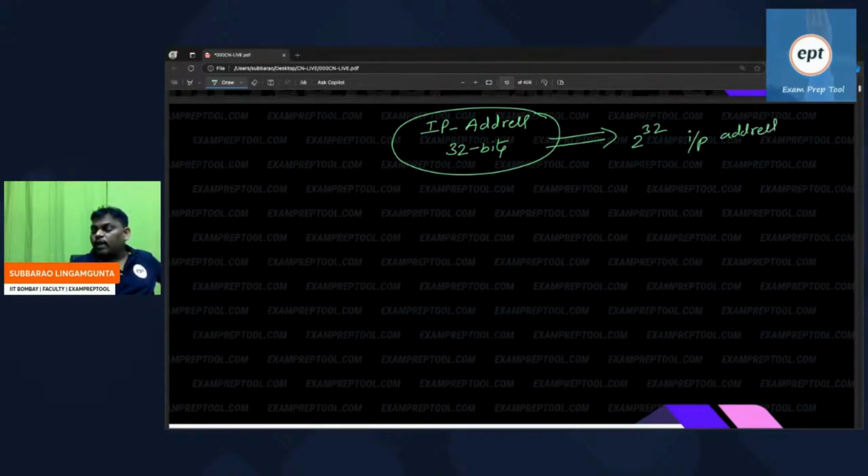2 power 32 IP addresses possible. IP addresses contain 32 bits, so the total number of IP addresses possible is 2 power 32.